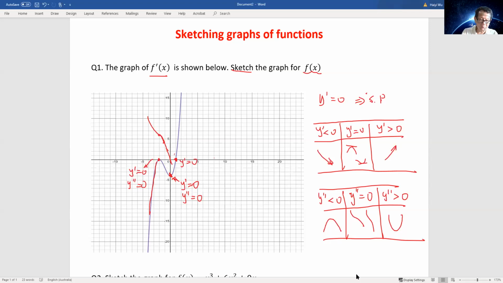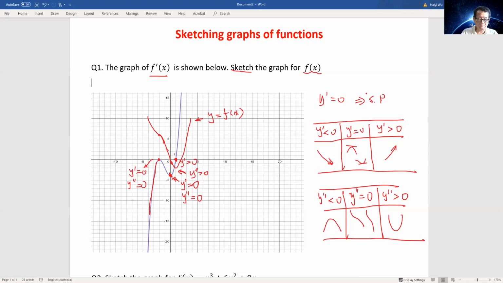If you look at this graph, it goes up, so that means in this section the second derivative must be positive. So the graph must be concave up. So therefore from here the turning point goes up. So this will be the original y equal to f(x).